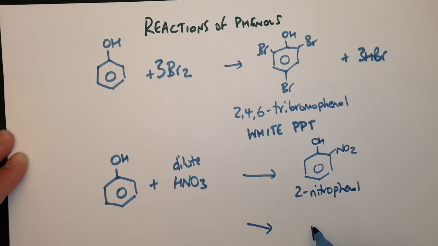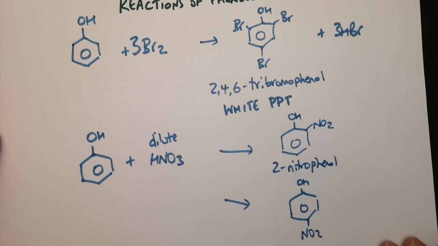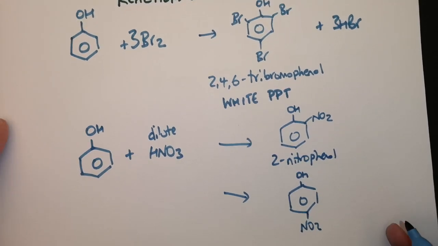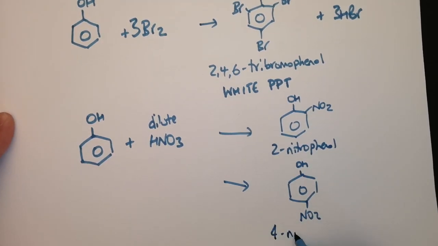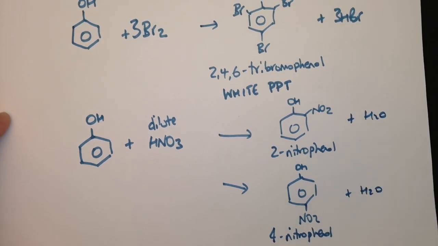And it also produces 4-nitrophenol. And there's no way of controlling which one we make, so you make a mixture of those 2 things. In each case, it also produces a water. Okay, so 2 examples of reactions where phenol is more reactive than benzene.